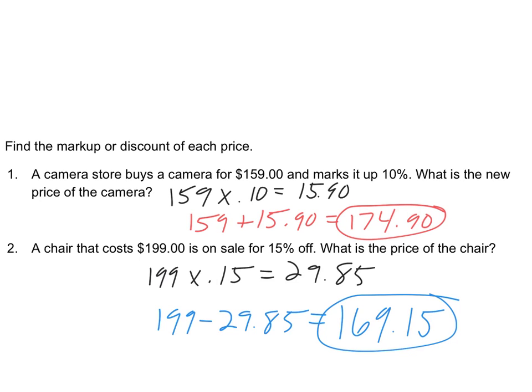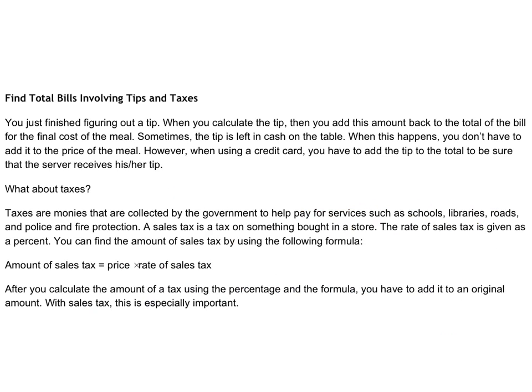Okay, so for the first one, 159 times that 10% written as a decimal, 0.1, I get 15.9. That is my markup cost. So I add that to the original 159 and get 174.90. Second one, we're putting it on sale for 15%, so I still take 199 times 0.15 and I get 29.85. But now since it's a sale, I subtract that from the original 199 and get that it's selling for 169.15. Now we're going to talk total bills involving tip and tax.